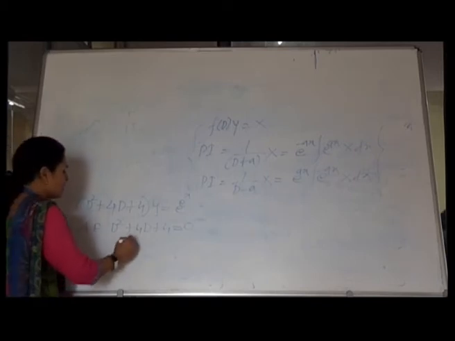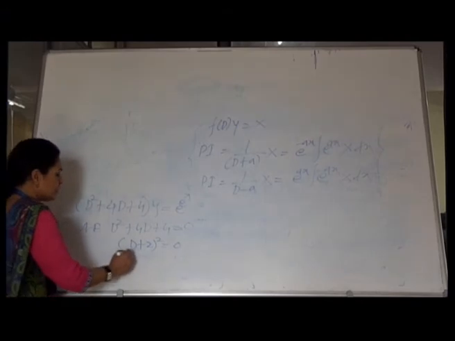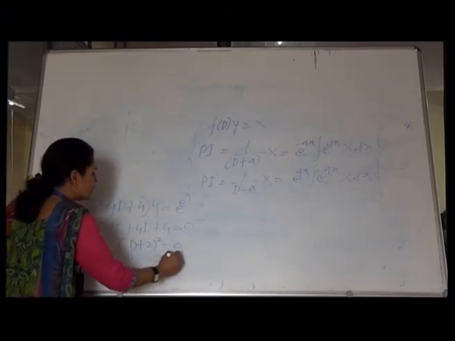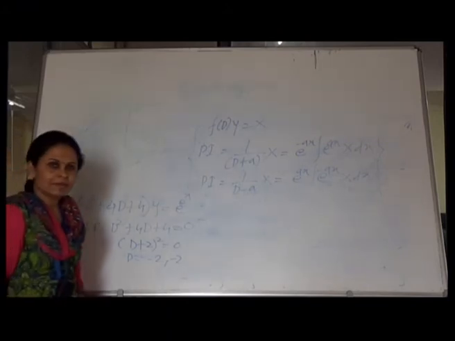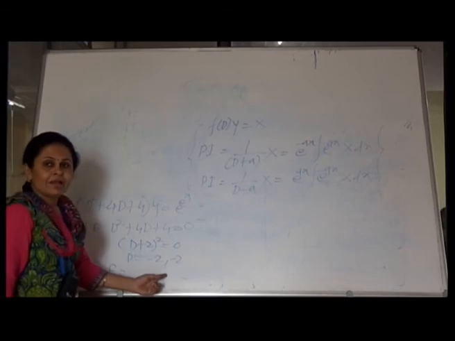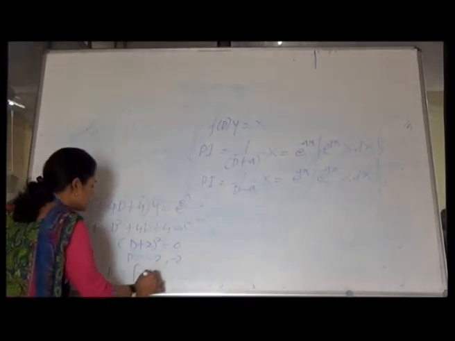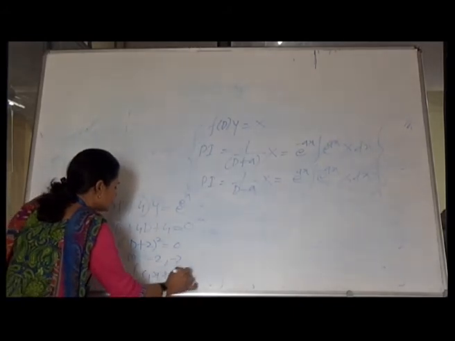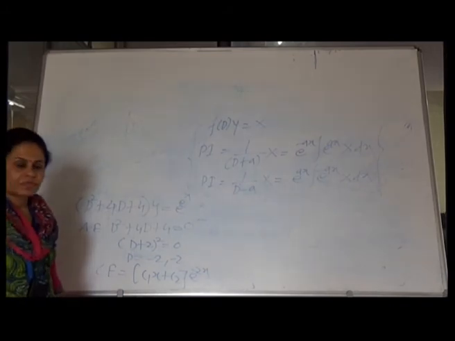What are the values of D? It is D plus 2 whole square equal to 0, giving me D as minus 2 and again minus 2, repeated twice because it's the square of the bracket. Agreed? So how do we write the complementary function in case of real and repeated roots? If you remember, it is c1x plus c2 multiplied by e raised to minus 2x.